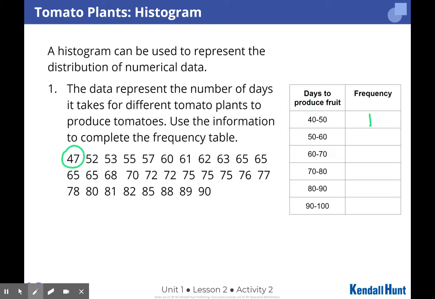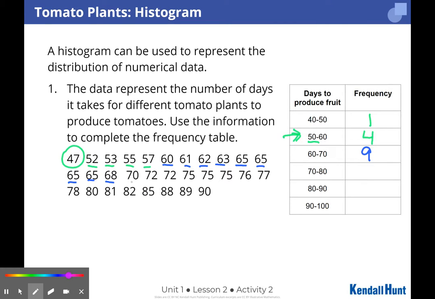The next interval is between 50 and 60. So I have 1, 2, 3, 4, and I'm not going to include that 60. So I only have 4. 60 does not go into this interval 50 to 60 because it goes from 50 up to 60, and 60 will be included in the 60 to 70 interval. So then from 60 to 70, I have 1, 2, 3, 4, 5, 6, 7, 8, 9.